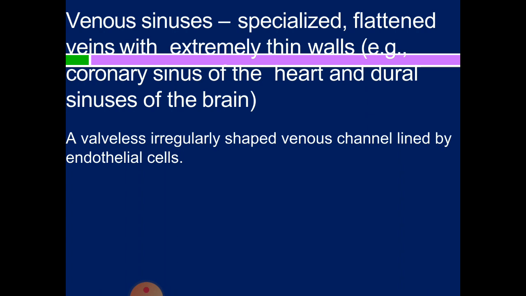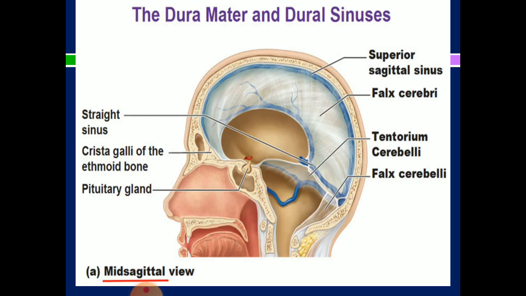Now the venous sinuses. These are the specialized flattened veins with extremely thin walls. Examples: the coronary sinus of the heart and the dural venous sinuses of the brain. A valveless, irregularly shaped venous channel is lined by endothelial cells. This is the dural venous sinuses, which is present in the dura mater.